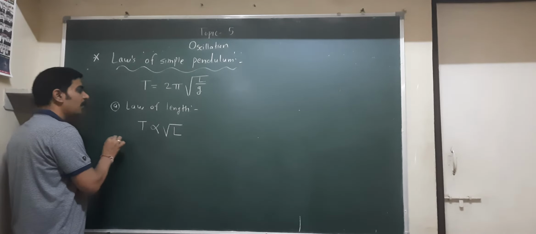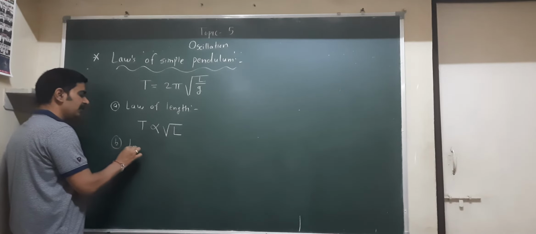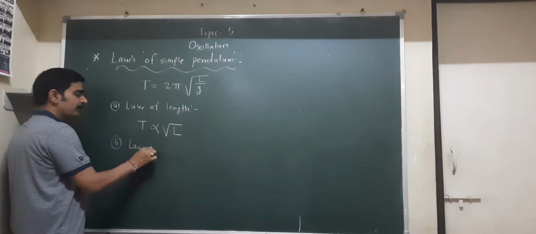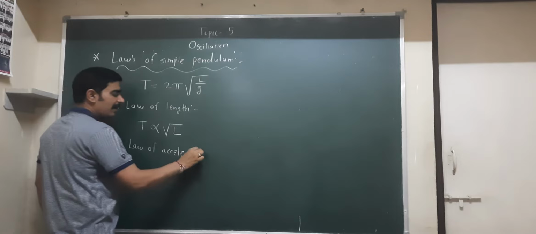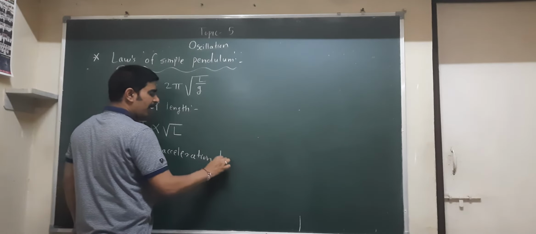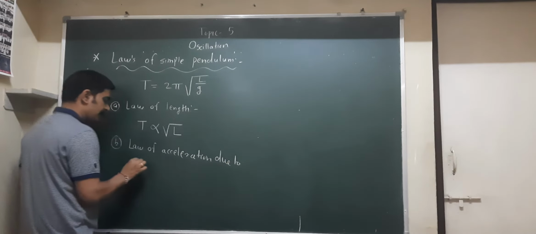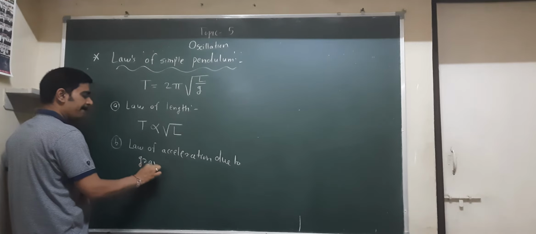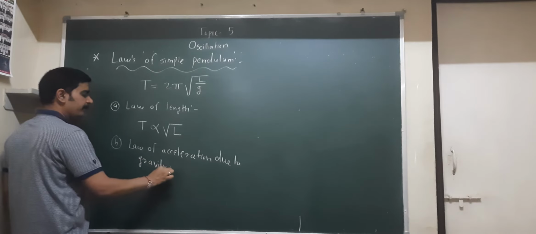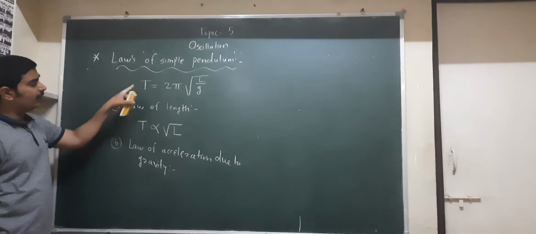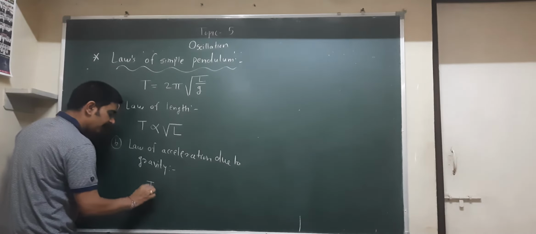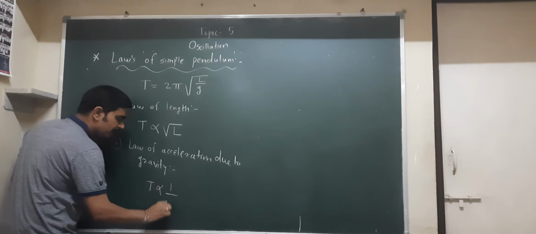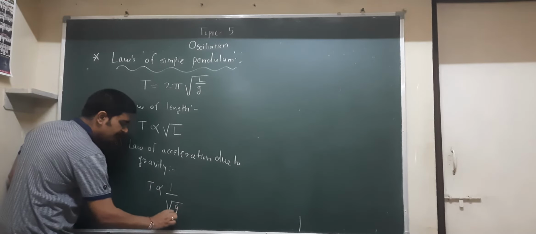Second is the law of acceleration due to gravity. Here we should obtain the relation between the T and the acceleration due to gravity. So what is the relation? T is inversely proportional to square root of g.